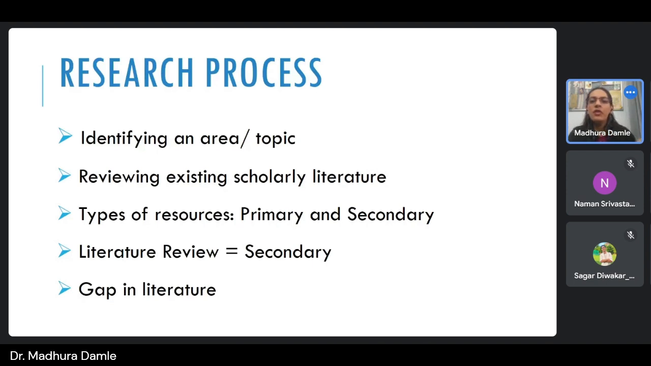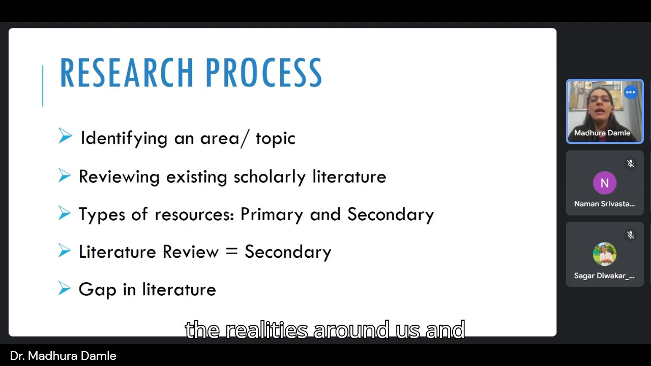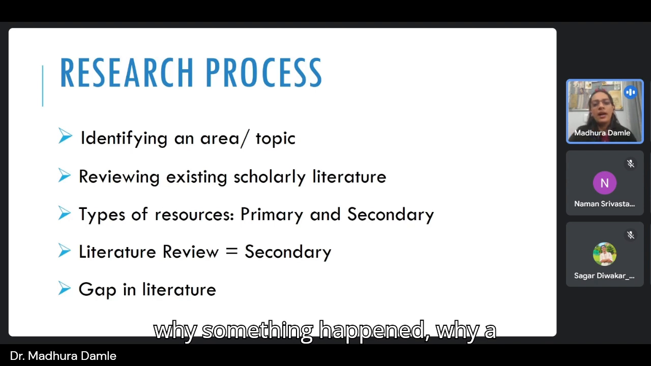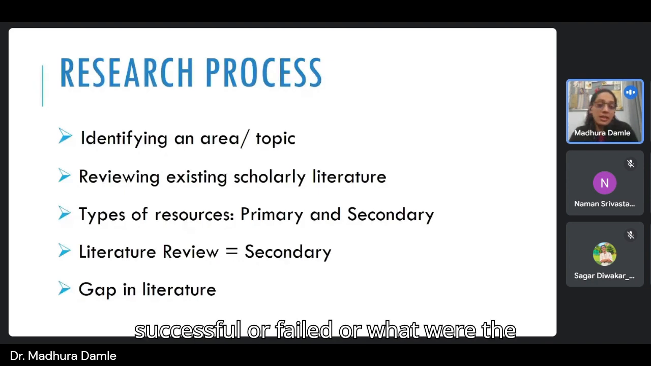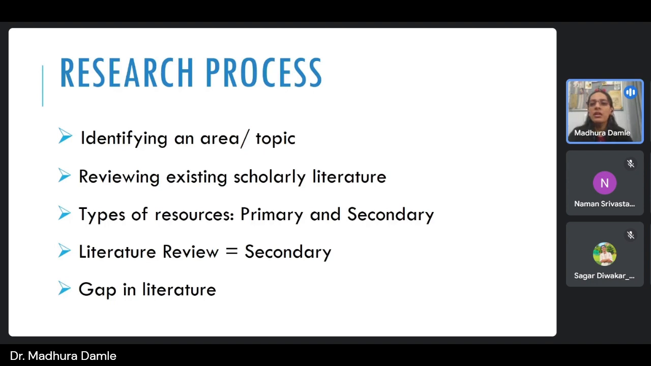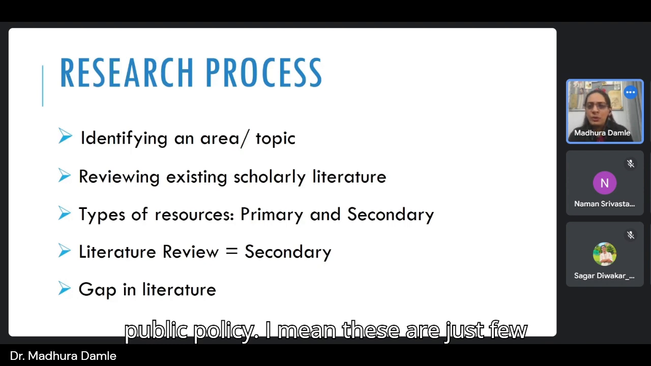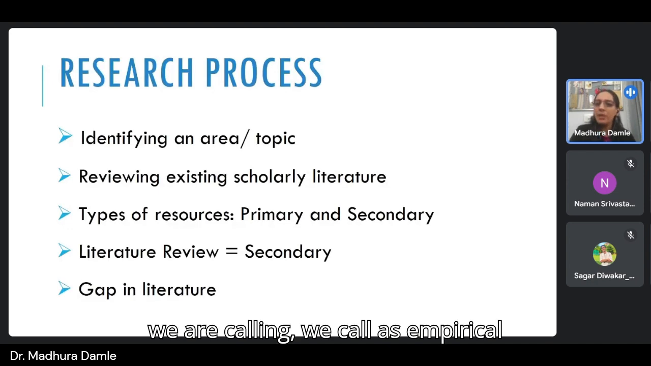In social sciences, some of the research works are empirical. That means we look at the empirical realities around us. We observe the realities around us and try to explain it. Basically, we try to answer the question why something happened, why a particular party won particular elections, why a particular government scheme was successful or failed, or what was the result of a particular public policy. I mean, these are just few examples of what we call empirical research.